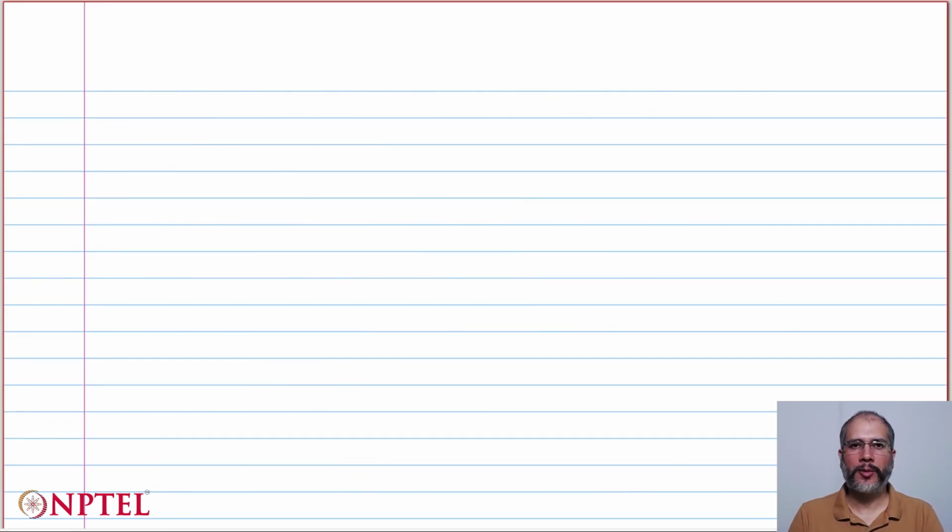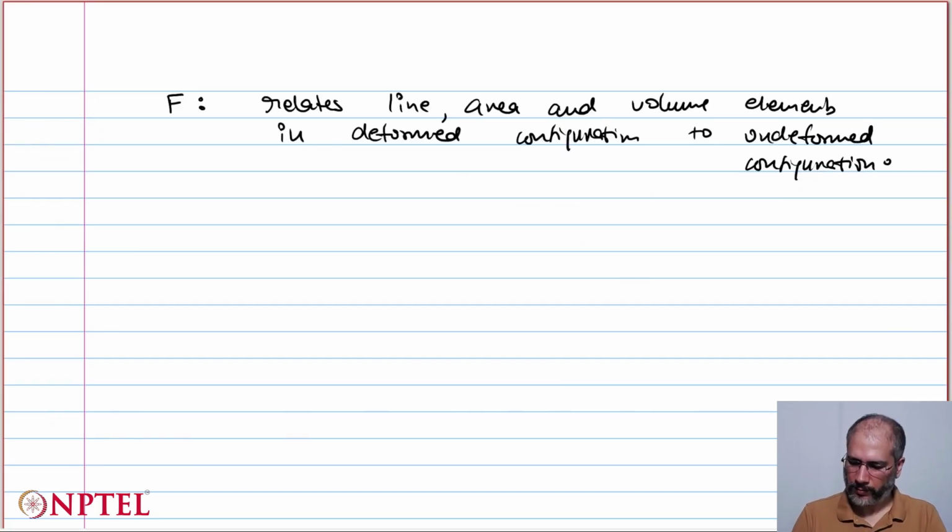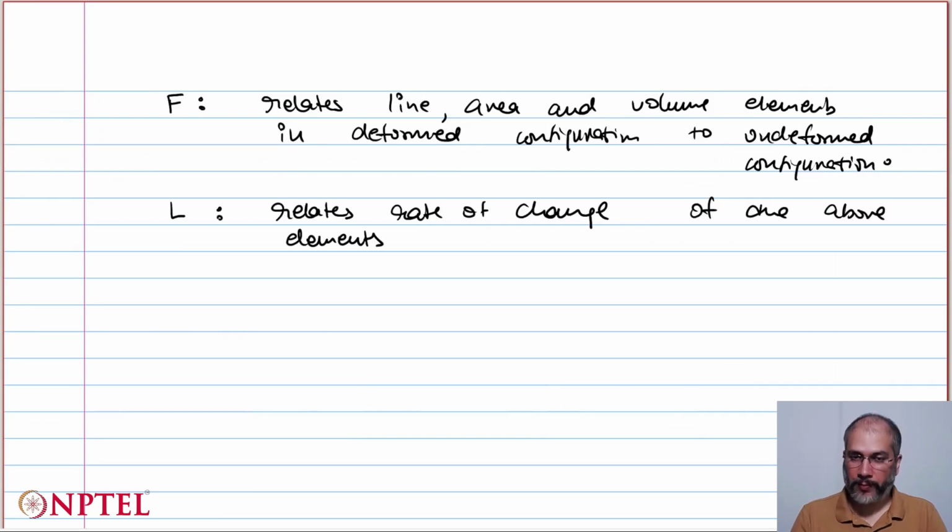So with this, we conclude today's lecture, where we were able to find the relationship between elements, that is line, area and volume elements, in the deformed configuration and the undeformed configuration first. And if you noticed, the relationship was in terms of the deformation gradient tensor F, and the quantity L relates the rate of change of these above elements. So before closing this lecture, let us solve a quick problem.